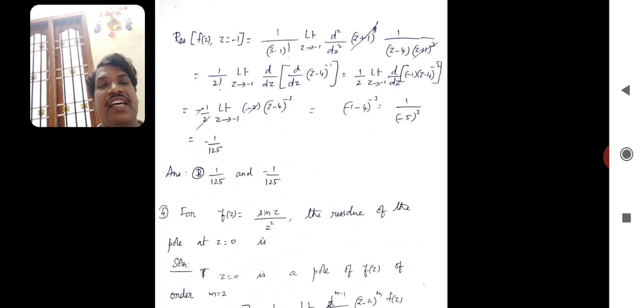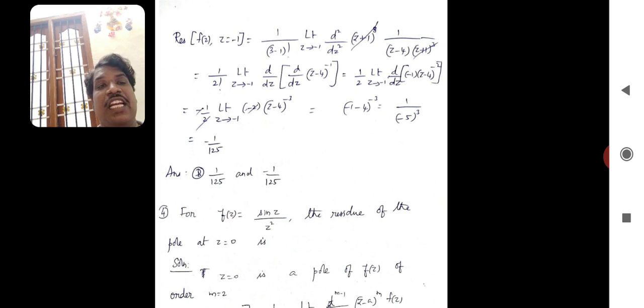Now before doing the next differentiation, we remove the constant term outside the derivative as well as outside the limit. So here minus 1 is the constant term, so I can pull it outside the limit. So I have minus 1 by 2 outside the limit, minus 1 by 2 limit z approaches minus 1. Again differentiate z minus 4 power minus 2 with respect to z. Again use the power formula.